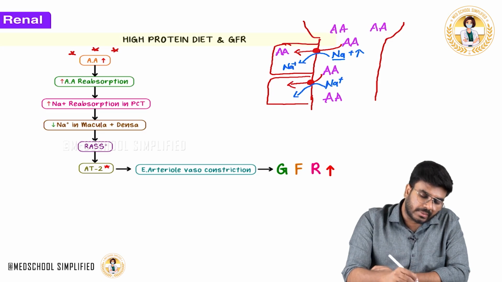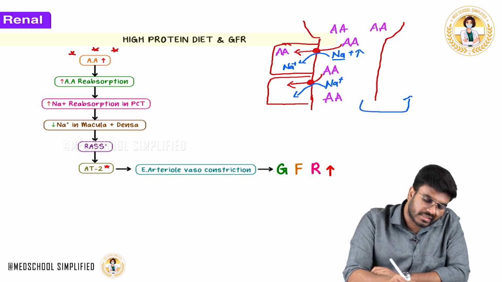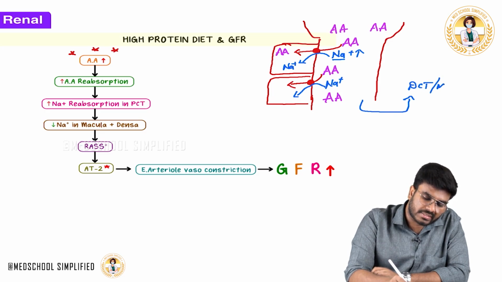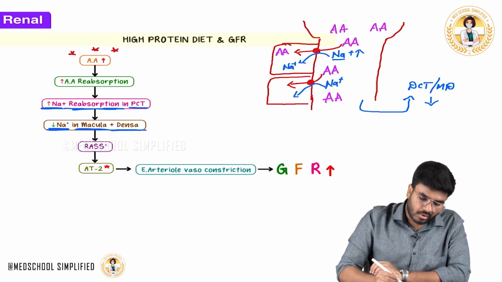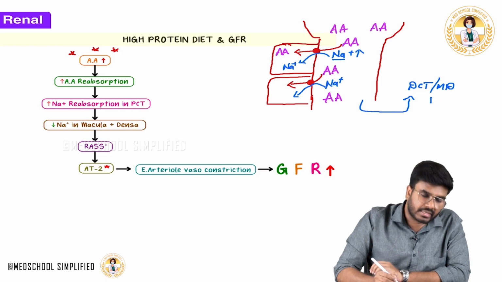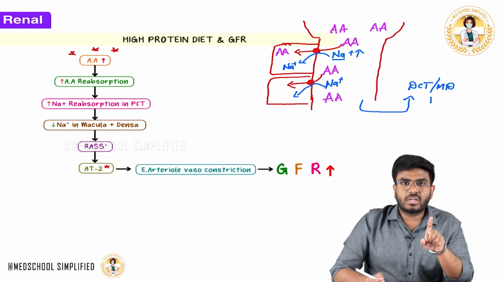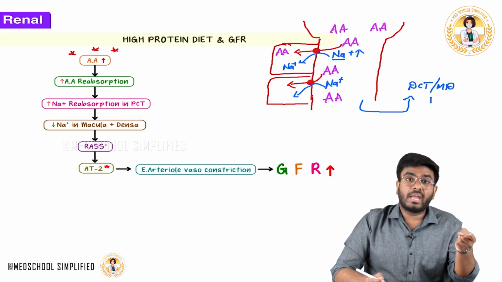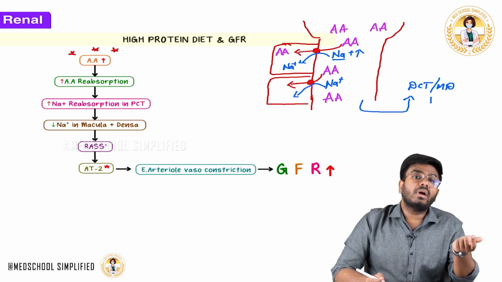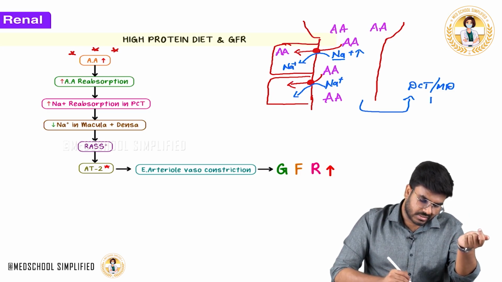When more sodium is getting reabsorbed, what happens to the amount of sodium that is reaching the DCT? The amount of sodium reaching the DCT, or the macula densa, is getting decreased. Now what will the macula densa think? No, sodium is not coming. If sodium is not coming, it will activate. The macula densa is going to activate the JG cells.